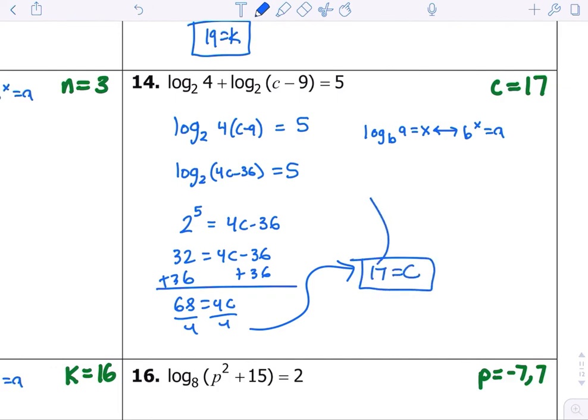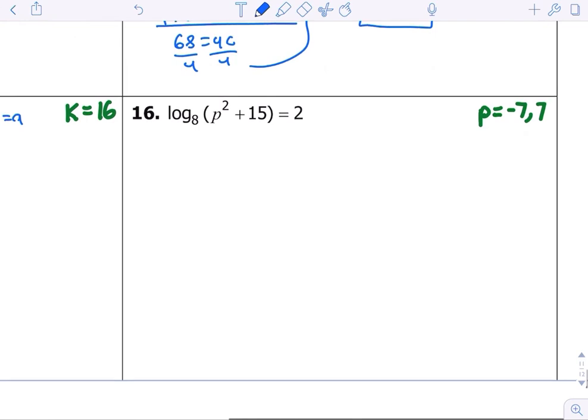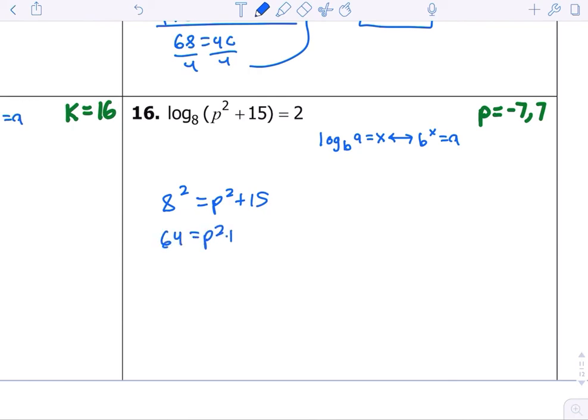And then I plug that into here. 17 minus 9 is positive, so it looks like it checks out. And lastly, 16. So again, this is going from log form to exponential. So 8 to the second is equal to p squared plus 15. 64 is equal to p squared plus 15. Subtract 15 from both sides. 49 is going to equal p squared.